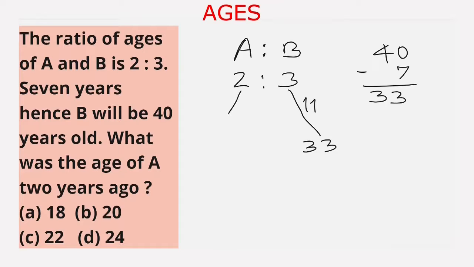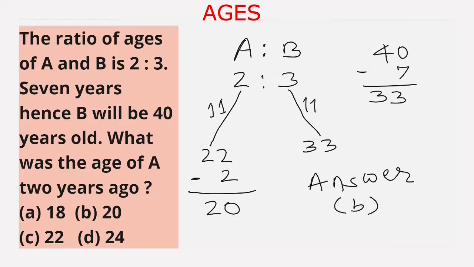And what is the age of A? 2 multiplied by 11, which is 22. And what was the age of A 2 years ago? So we subtract 2 from 22 and we get 20. So the age of A 2 years ago was 20. And from the given options, our answer is option B. We go to the next question.